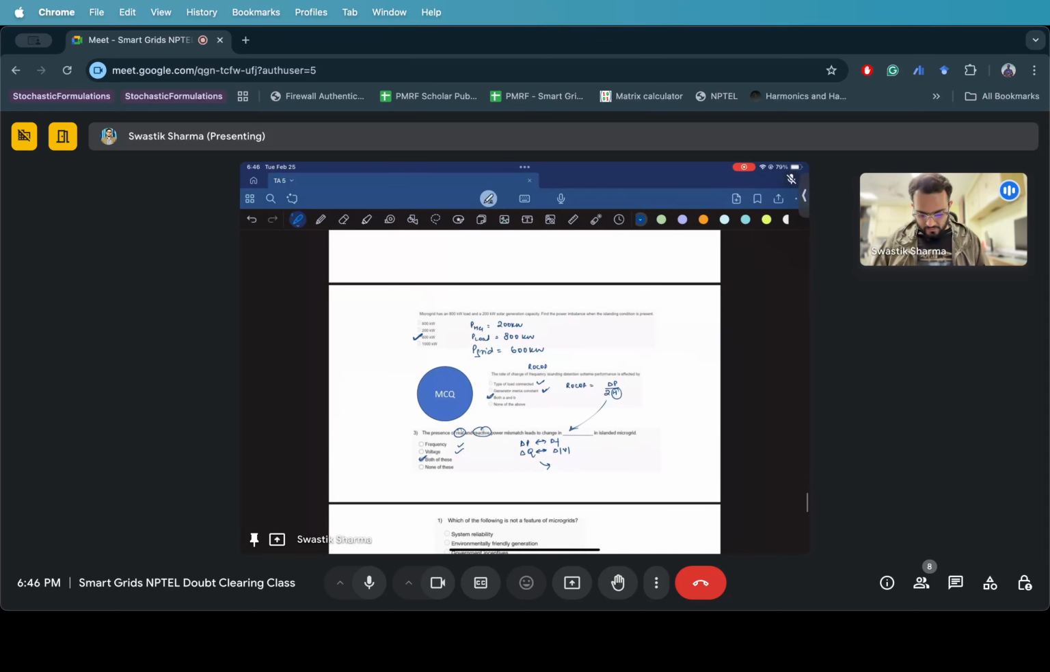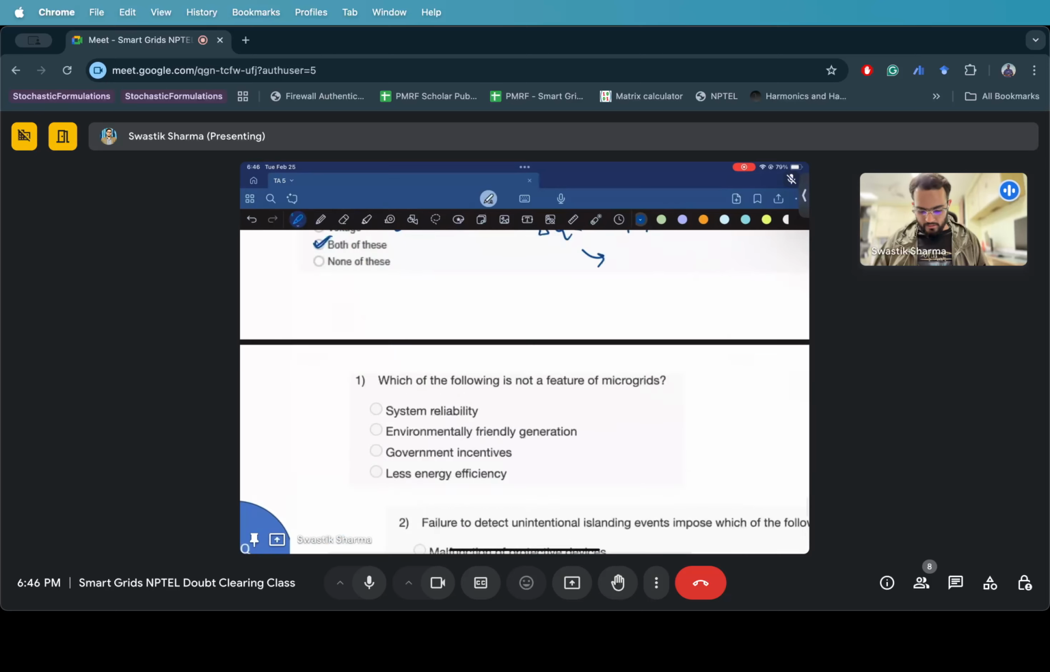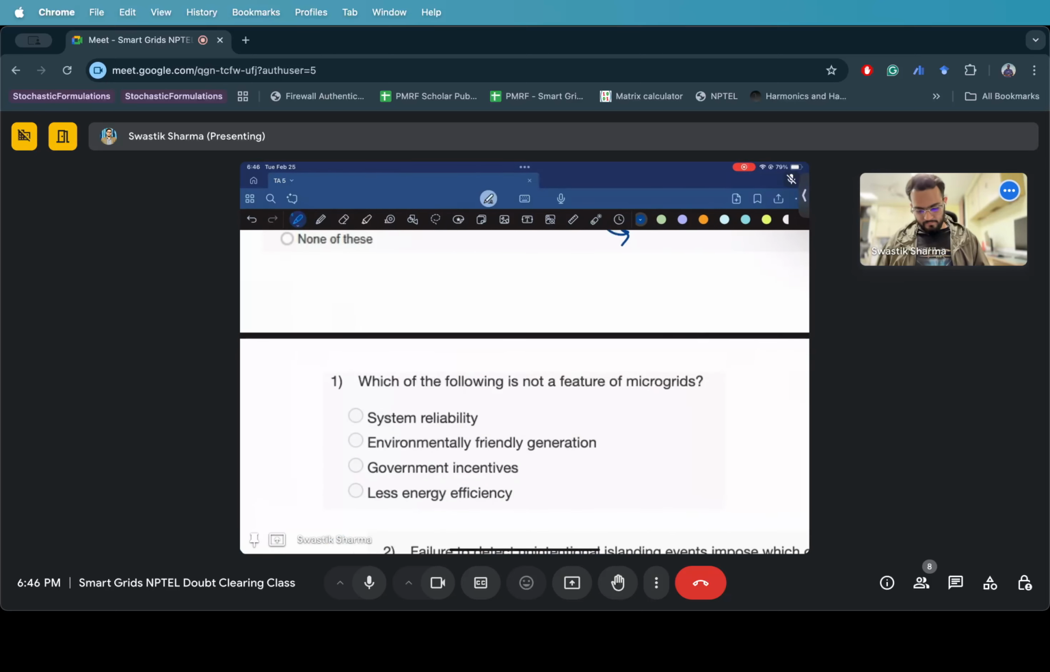Next, which of the following is not a feature of a microgrid? Who can answer this?